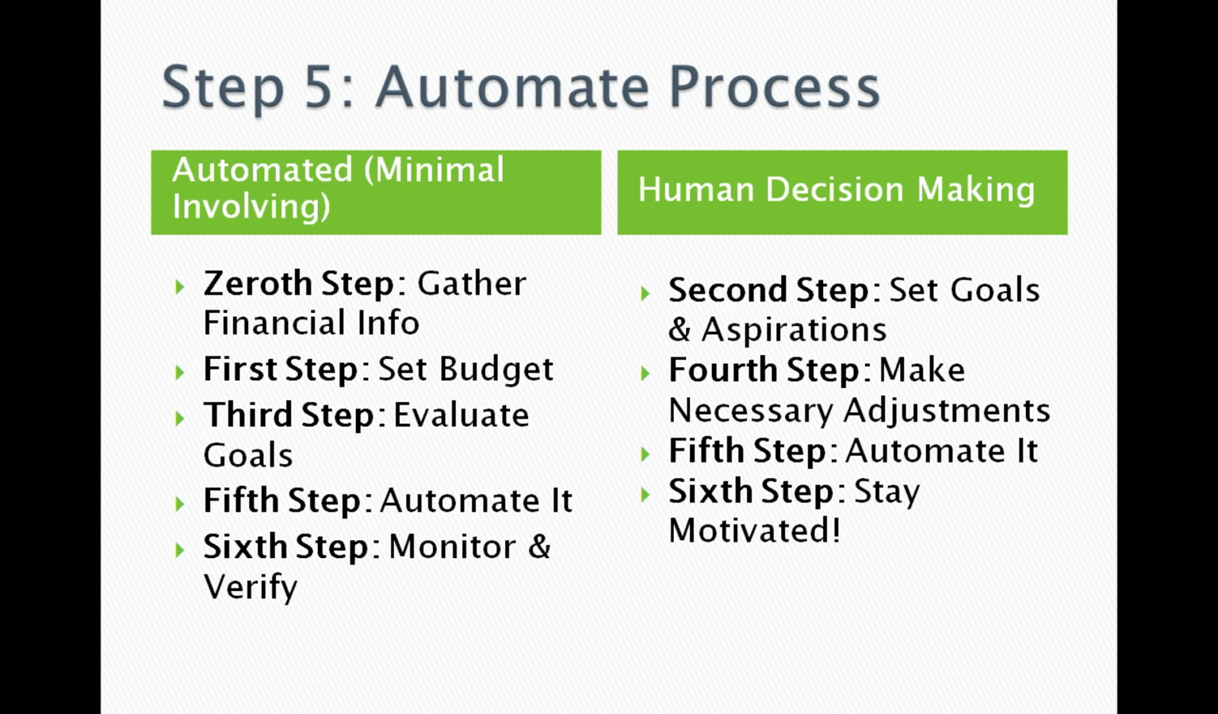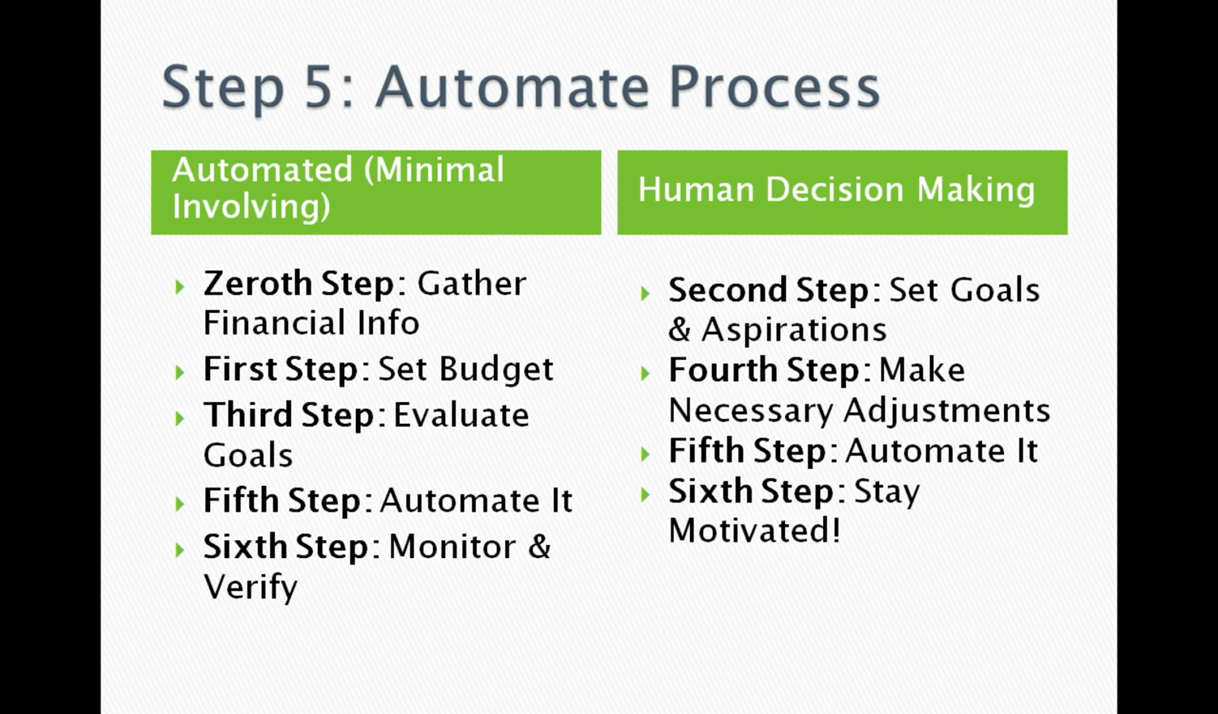On the fifth step, this is the actual automation of the process. And the sixth step, this is the monitor and verification. So this is pulling information from the rest of the process in order to figure out what your progress is.